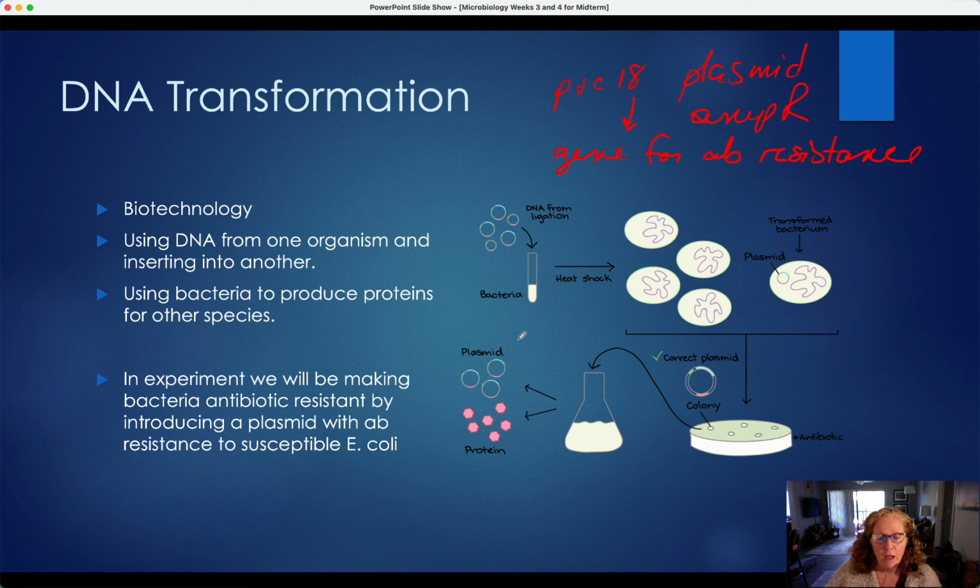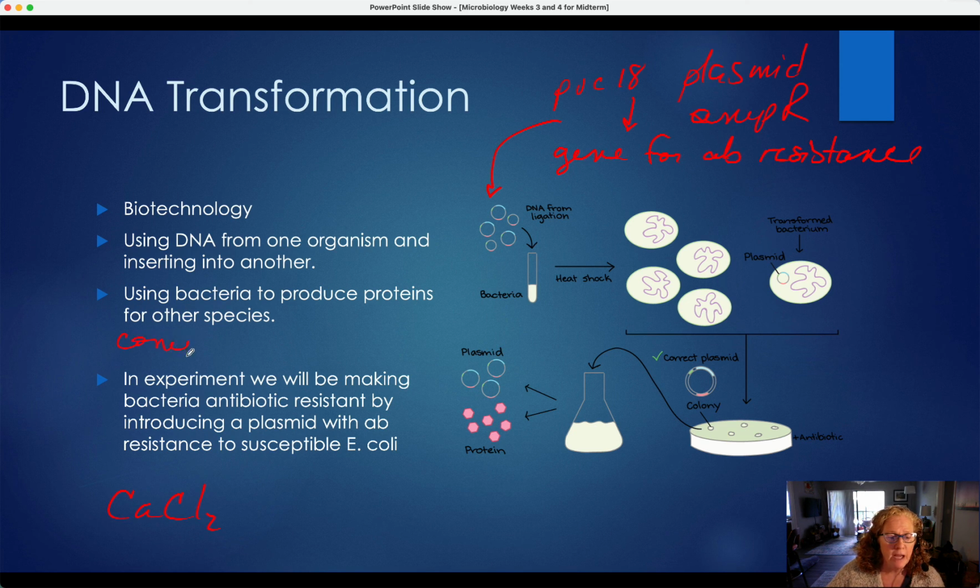So here we have our plasmid. Here's the PUC18 plasmid. It contains that AMPR gene, the ampicillin resistance gene. We're going to put this plasmid into a test tube with bacteria. Now, the bacteria themselves have been exposed to calcium chloride, and this is done on ice. They're introduced to calcium chloride on ice, and this will create bacteria cells that are referred to as competent.